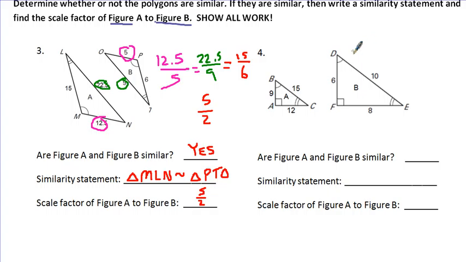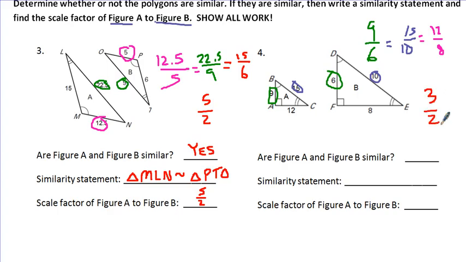Alright, let's take a look now. Number 4. Want to do it the exact same way. Start with the smallest side for each. So we have 9 over 6. We want to set that equal to the largest side for each, which would be 15 and 10. Equals 15 over 10. And then what remains is going to be our middle piece, which is 12 over 8. And again, these should be easy to reduce here. It reduces to a factor of 3 over 2.